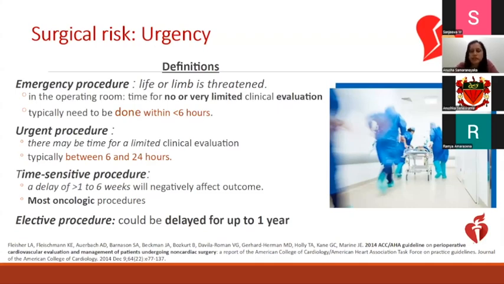Then there are time-sensitive procedures. It is basically oncological; cancer surgeries come into this category. We can wait up to 6 weeks. Elective procedures can be delayed up to 1 week. But that doesn't mean that if a patient is coming for a cancer surgery or an elective procedure, and the patient has an underlying cardiac condition which should be optimized, we have to wait for 6 weeks or 1 year. That doesn't mean that.